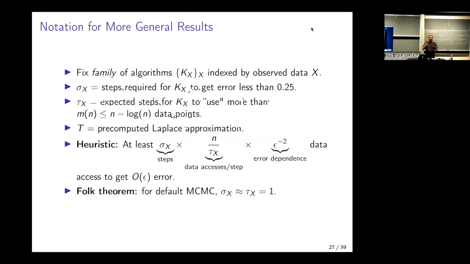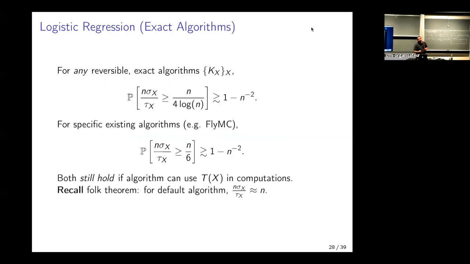That is the average number of data points that I used per step so far, times something depending on the error. And just for reference, for these default algorithms for the D-sharp problems, tau is exactly 1. I use all of the data, so it takes 1 step to use it all. And sigma is also close to 1. That's a theorem that's not obvious, but true. What do we do? Here's a theorem, which I'm going to unwrap.